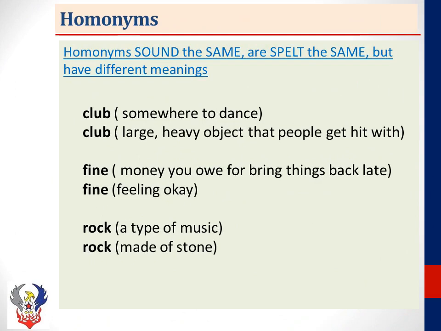Now let us study more interesting and equally confusing words in English, homonyms. Homonyms sound the same, are spelt the same, but have different meanings. Club, somewhere to dance. Club, large, heavy object that people get hit with. Fine, money you owe for bringing things back late. Fine, feeling okay. Rock, a type of music. Rock, made of stone.